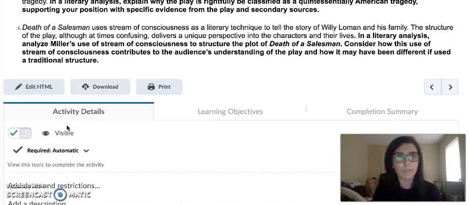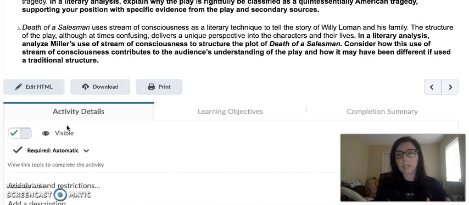So number 3 reads, Death of a Salesman uses stream of consciousness as a literary technique to tell the story of Willie and his family. And this is unique. The novel had already experimented with interior monologue and stream of consciousness in the early 20th century. Folks like Virginia Woolf in Mrs. Dalloway, James Joyce in Ulysses. The typical American reference to stream of consciousness is going to be people like William Faulkner, all over the place. And even in France, you look at Gustave Flaubert in Madame Bovary.